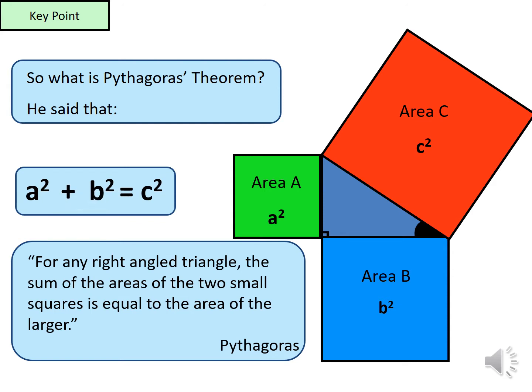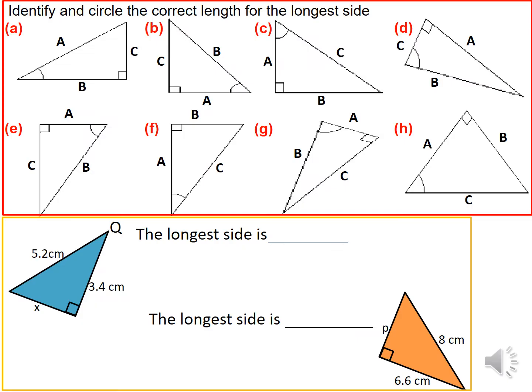Now, another thing that we need to note down is how to find the longest length. How we do that is we find out where the right angle is, and then we identify that, and opposite it is the hypotenuse, or its longest side. What I would like you to do now is identify and circle the correct length for the longest side. We need to find the hypotenuse, so we need to remember it's opposite the right angle.